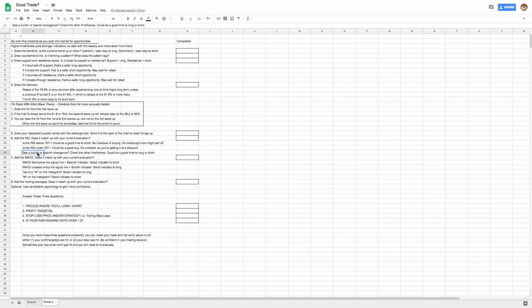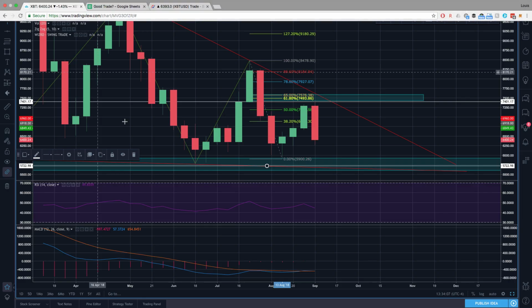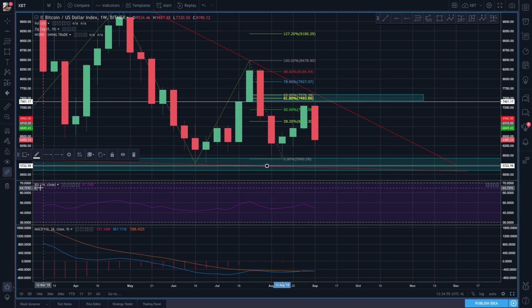And also see a bullish or bearish divergence, then check the other time frames. Could be a good time to short or long. So let's just check that out real quick. Here's the RSI. It is basically in the middle. None of those things apply for the weekly time frame.